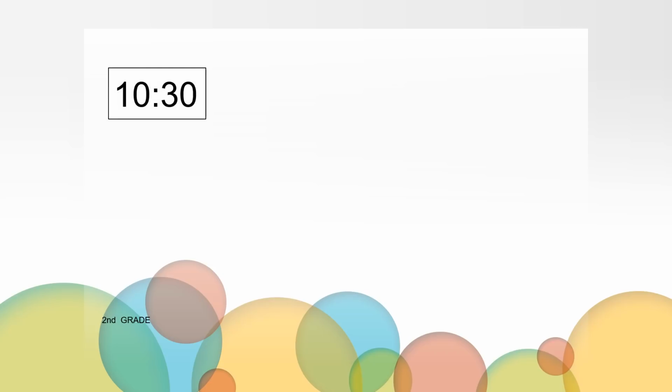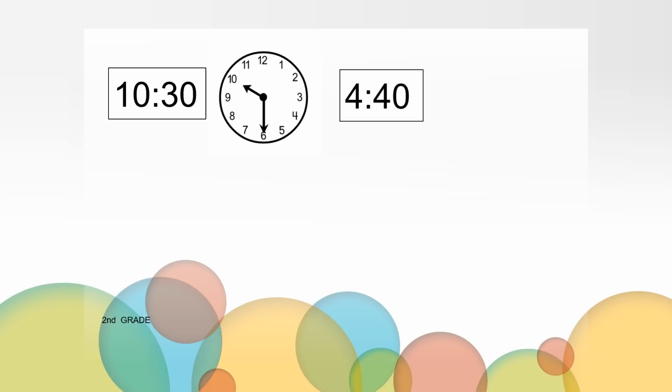The time is 10:30. Use your arm to show where the minute hand would go. Your arm should be straight down, pointing at your feet. Let's do another one. The time is 4:40. Use your arm to show where the minute hand would go. Check your arm against the minute hand on the analog clock.